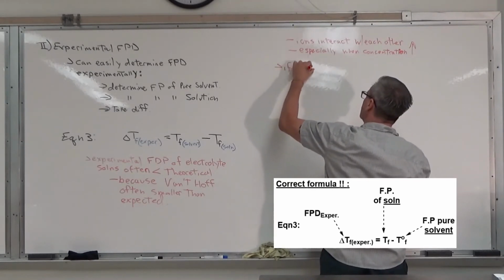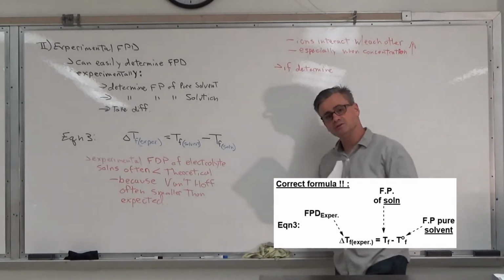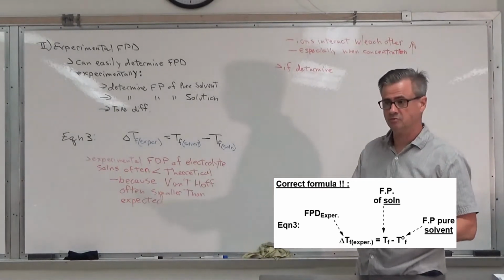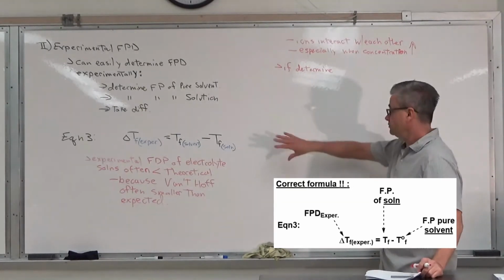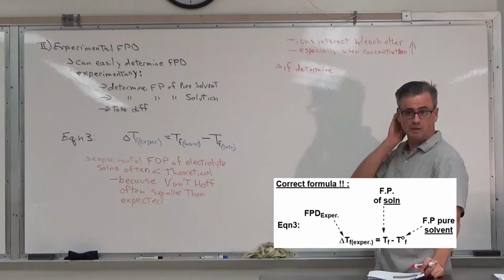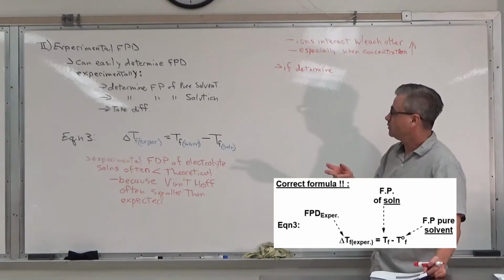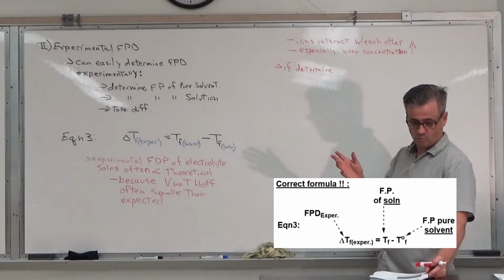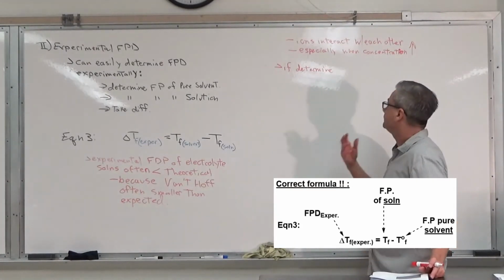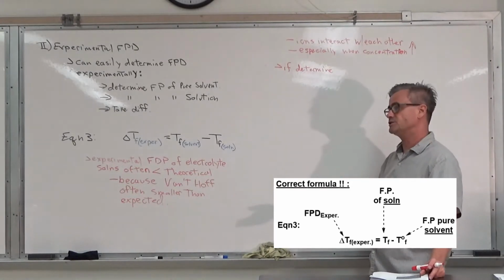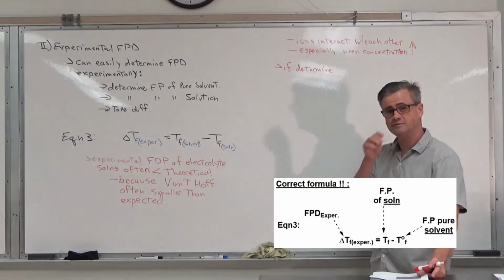If we determine the freezing point depression, the difference in temperature experimentally, we can also figure out the theoretical one simply by using equation 2. We could then compare the two of them. And if we figured out the freezing point depression experimentally, we could also come up with the experimental Van't Hoff factor.